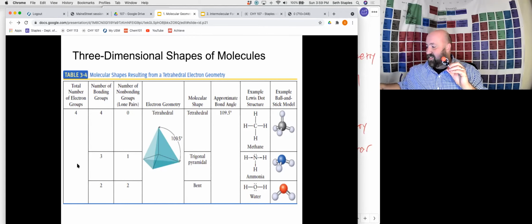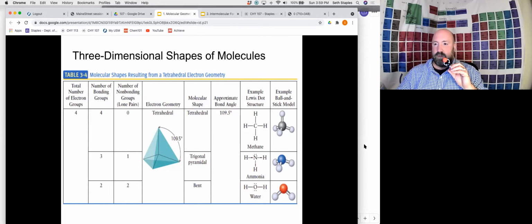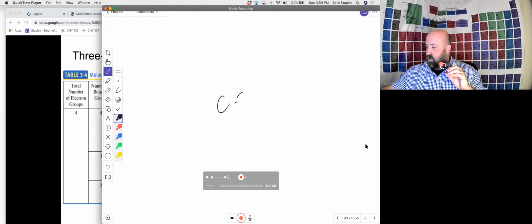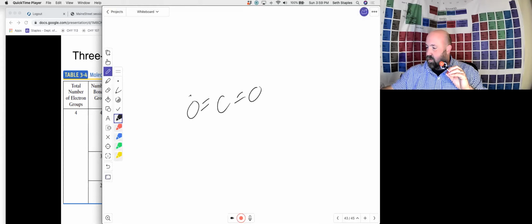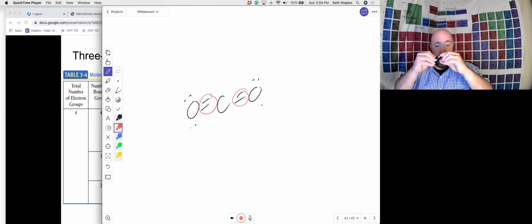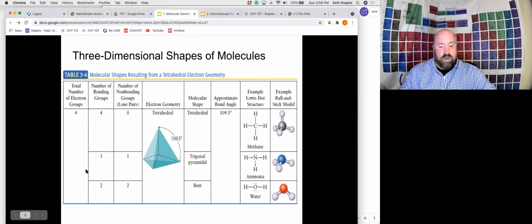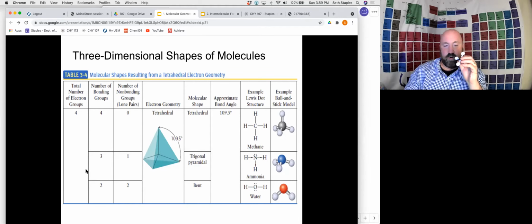You're looking for areas where there are electrons. And so in a case like CO2, here was our Lewis structure for CO2, we would count 1, 2 electron groups. We're just looking for areas where there are electrons, not the total number of bonds. And so in our methane example, 1, 2, 3, 4 total electron groups.